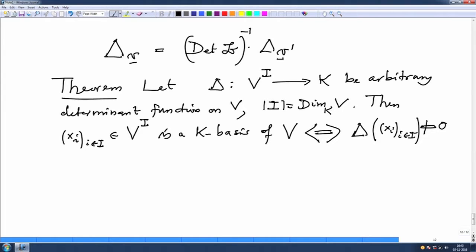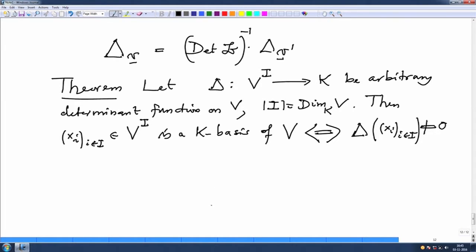This is, in fact, one way to prove that any two bases of a finite dimensional vector space have the same cardinality, namely the smallest cardinality where there is a non-zero alternating form.